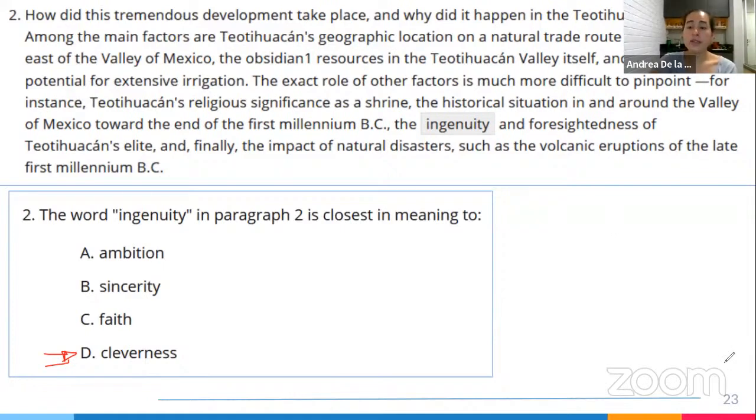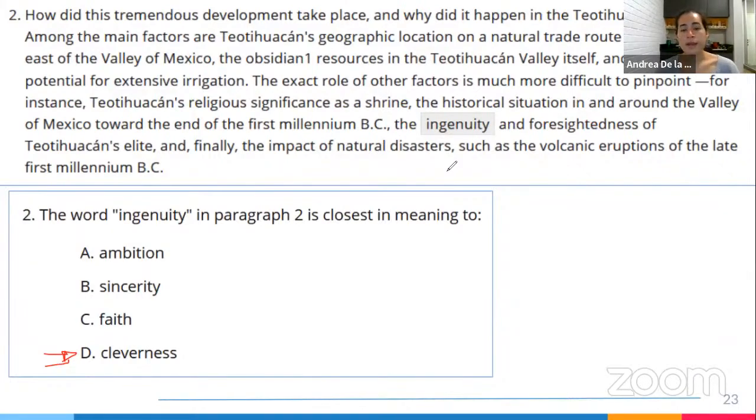Yes? Okay, I see some of you are nodding. In that case, if you are at least 90% sure that cleverness is definitely a synonym of ingenuity and is the only one among the options, then you should still double check. So you should go back and reread the phrase or the sentence where the word is, in this case, replacing it with your choice, right?